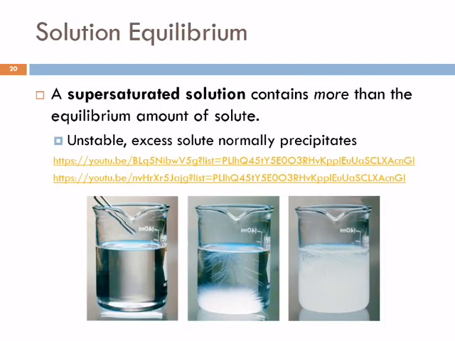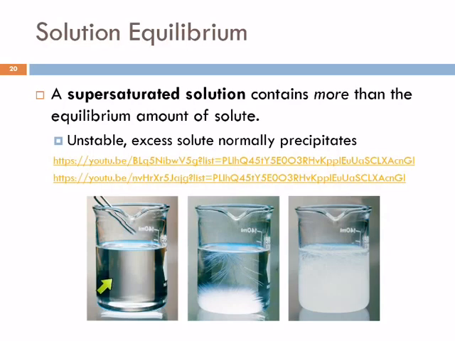A supersaturated solution seems impossible. It has more than the equilibrium amount of solute. It's unstable. And usually what happens is that excess solute that shouldn't be dissolved will precipitate out. So these solutions are very unstable, a little bit like that supercooled liquid that we had. And you look at them wrong and sometimes they'll crystallize.